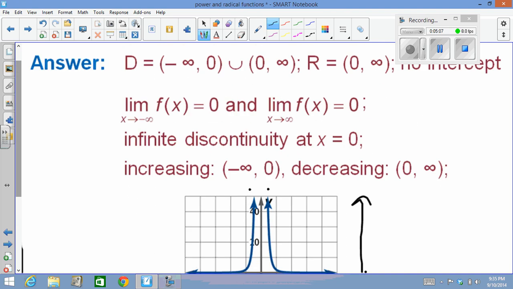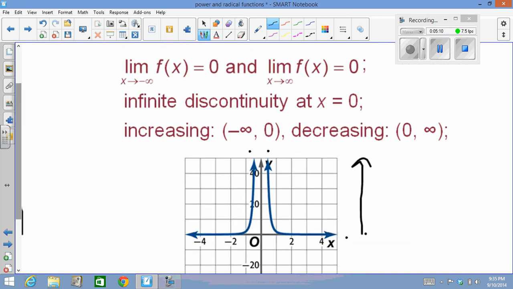I think that's all that they needed there. Oh, that's right, and our end behavior. Our end behavior tells us that as it's going to the left, it's going to end up being 0. And as I go to the right, it's also going to end up being 0.